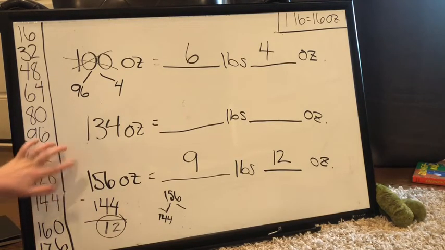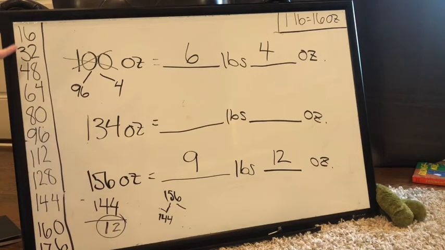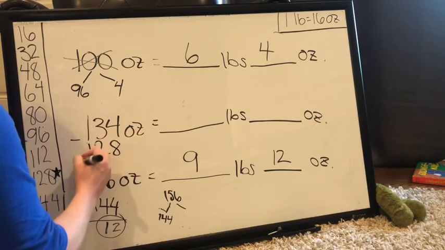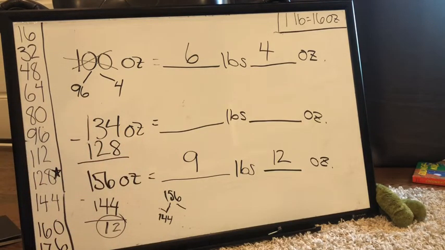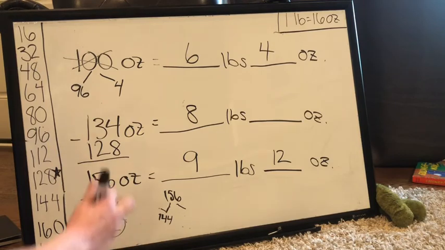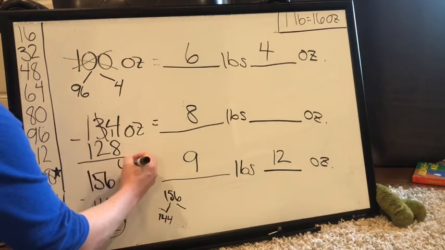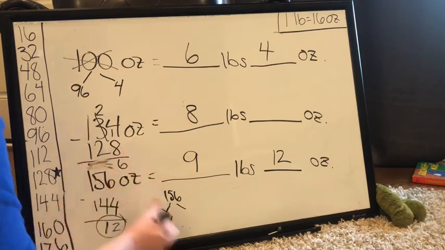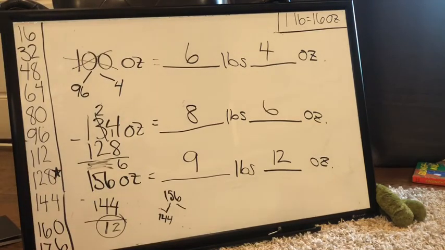Okay, so for 134, let's see, 16, 32, 48, 64, 80, 96, 112, 128, 144, too far. We're at 128. I'm going to write that under here so we don't forget. Now let's count how many pounds that is. 1, 2, 3, 4, 5, 6, 7, 8. That is 8 pounds. Now we find the difference between 134 and 128. 14 minus 8 is 6. 20 minus 20 is 0. 100 minus 100 is 0, which we don't even write. So our answer is 8 pounds, 6 ounces.